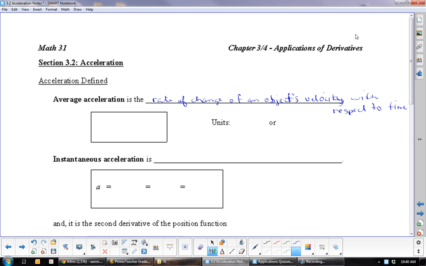Okay, so average acceleration would be delta V over delta T. Change in velocity over the change in time. So that's VF minus VI over TF minus TI. Okay, the units are meters per second squared.